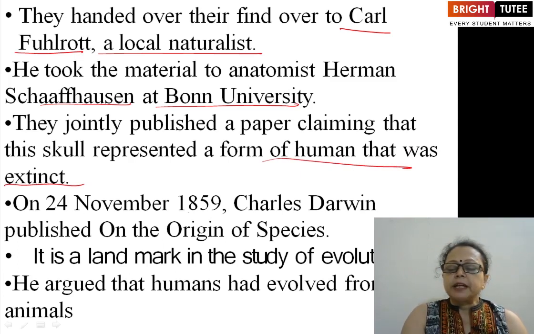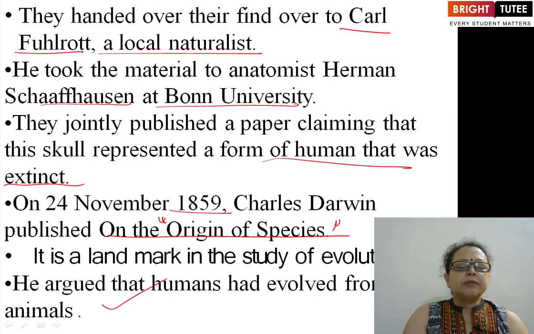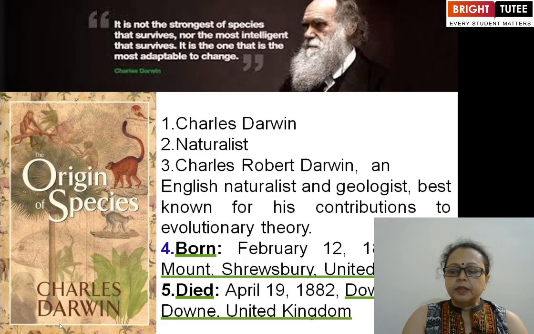On 24th November 1859, Charles Darwin published his book On the Origin of Species. It is a landmark in the study of evolution, and he argued that humans had evolved from animals. This is the theory given by Charles Darwin. These are additional information about Charles Darwin.